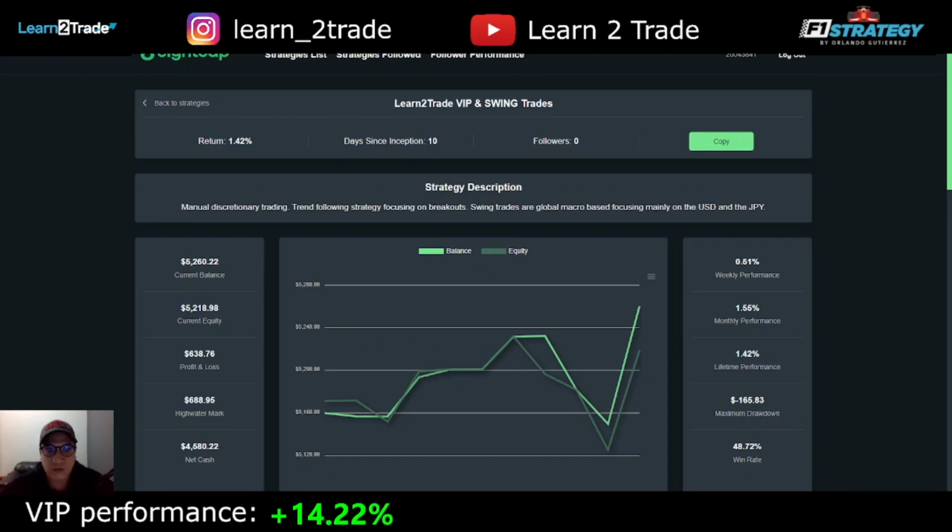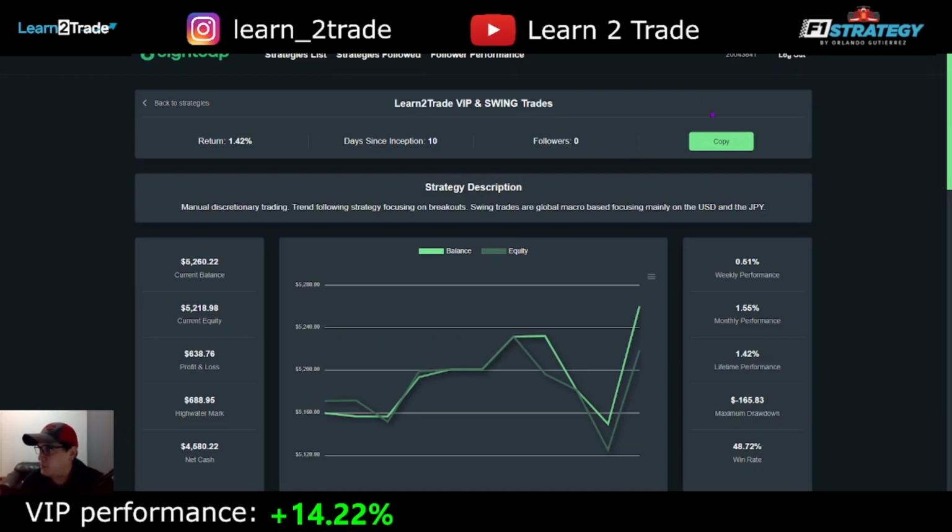Now, the cool thing about this is that not only does this account trade the VIP trades, but it also trades the swing VIP trades. So you are going to get both copied into your account. Once you open an account and subscribe to the copy trading service, we are going to give you this link, where you are going to add your account as a follower to our leader account, right?